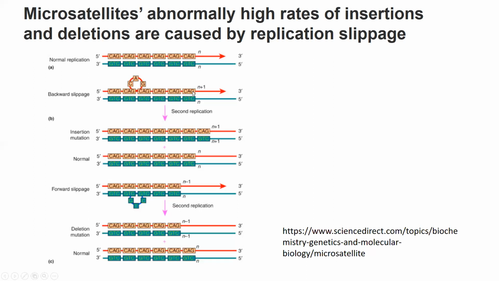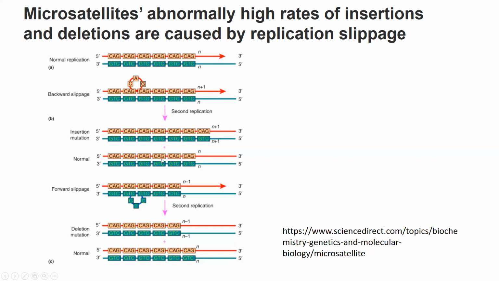So there are additional repeats there. If that one is used as a template for further replication, you will have a new set of 7 repeats. That is an insertion. But the original blue sequence can still be used as the template and synthesize the original 6 repeats. That's the normal case.